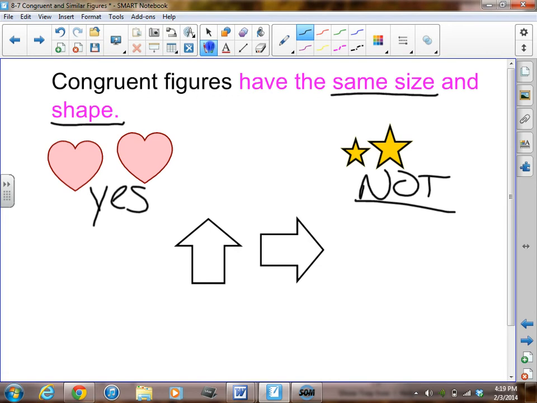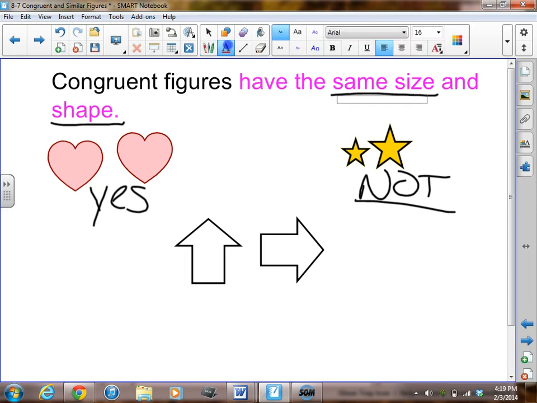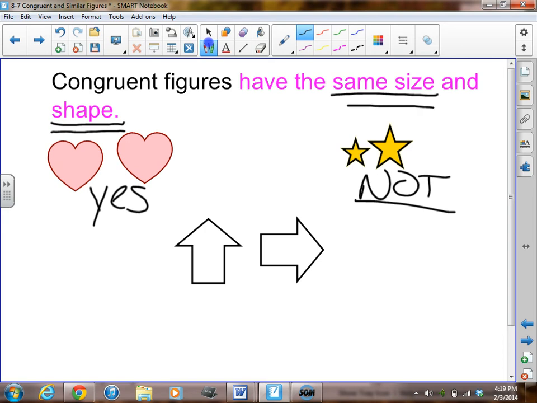Now let's look at this last set of shapes, the arrows. Now we see that they're both arrows, but one's pointing the other way. Does that make a difference when we're looking at congruent figures? It may or it may not. Let's look at the definition again. Congruent figures have to be the same size and the same shape. So let's see. Same shape. They are both arrows, but let's see how it works.